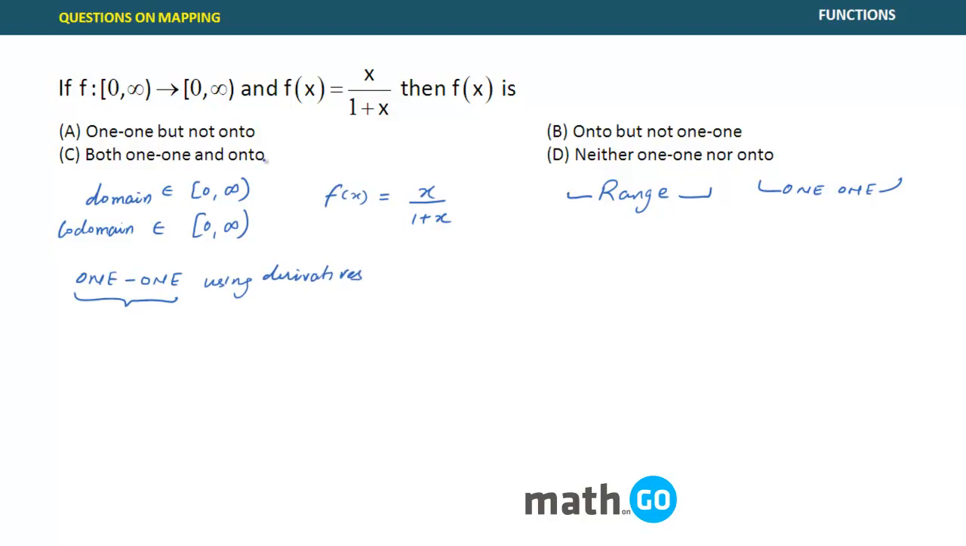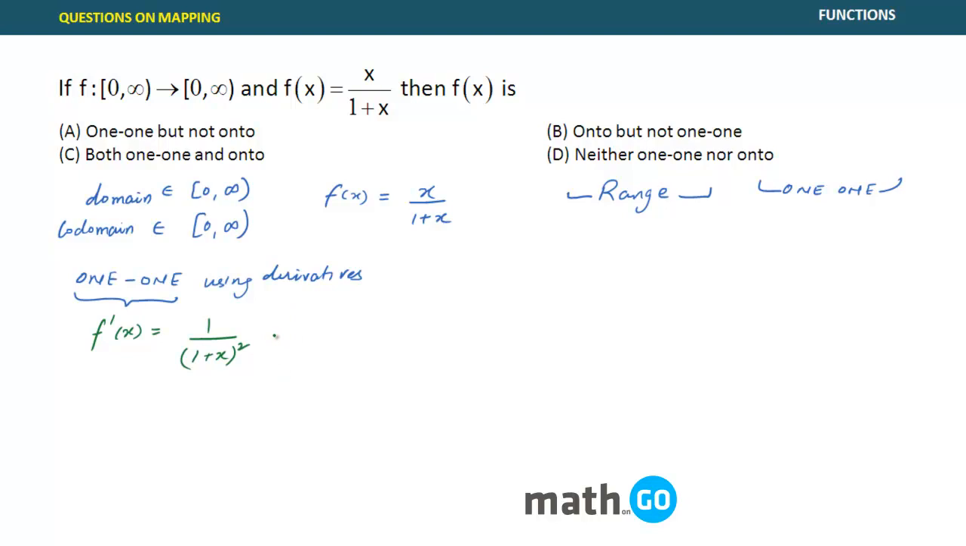Okay, so now let us apply the concept of derivative. Just differentiate to get f'(x). I'm leaving that part to you, and in fact, it will be better if you can remember the derivative of this also, because this is a very famous term. So this becomes 1 upon (1 plus x) square, right?